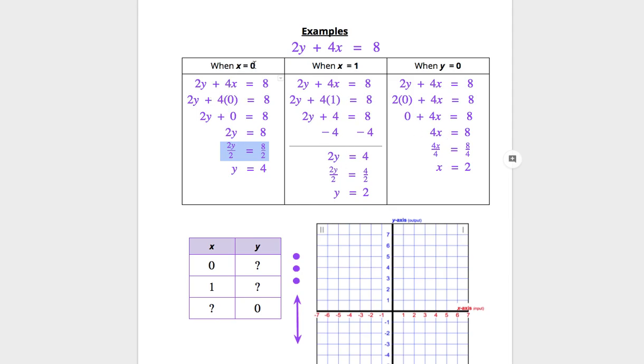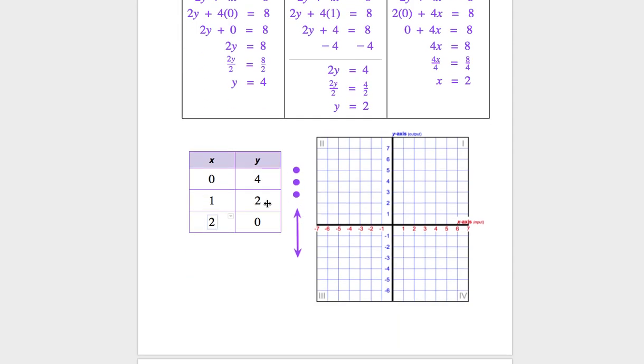But this work tells me if x is 0, y has to be 4. That's 1 point or 1 solution for my equation. This tells me when x is 1, y will have to be equal to 2. And over here tells me if y is equal to 0, x would have to be equal to 2.